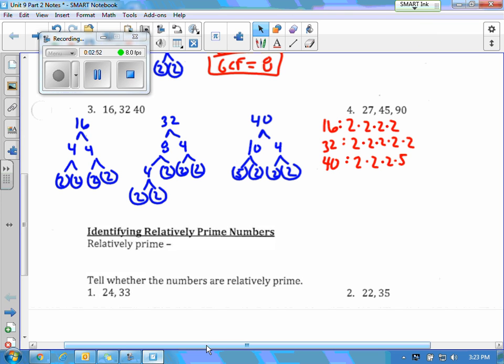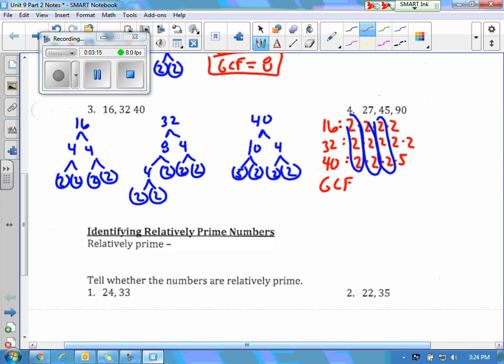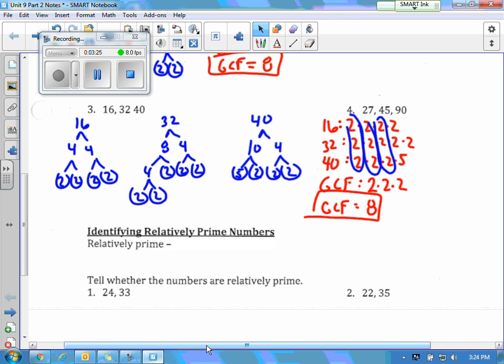I don't want to circle everything they have in common. Now, to be the greatest common factor, or to be a common factor, all 3 numbers have to have it. So all 3 have this 2, all 3 have this 2, all 3 have this 2. Now, if you look, 16 and 32 share another 2, but I need all 3 numbers to have it for it to be part of the greatest common factor. So now I can multiply what they have in common. So 2 times 2 times 2, which is going to give me 8. And that's the greatest common factor. And I'm done with that. Number 4, I'll leave for you guys.